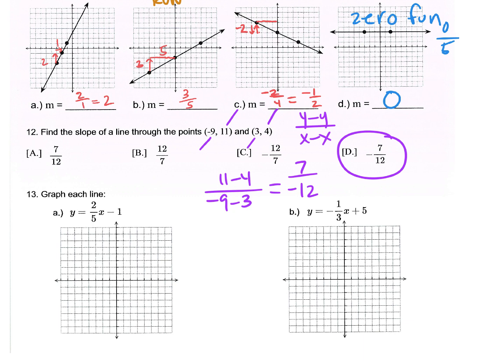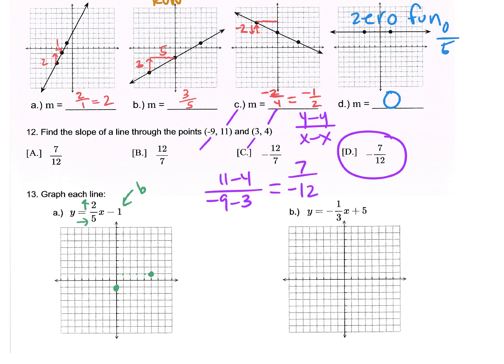Last set is to graph our lines. If you're graphing your lines, you guys did really strong with this at the end of the semester. This is your starting point. This is your B value. So you put a dot at -1. And then your rise is up 2 over 5. Take the time to write your little arrows because it tells you how to do it. Up 2, over 1, 2, 3, 4, 5.